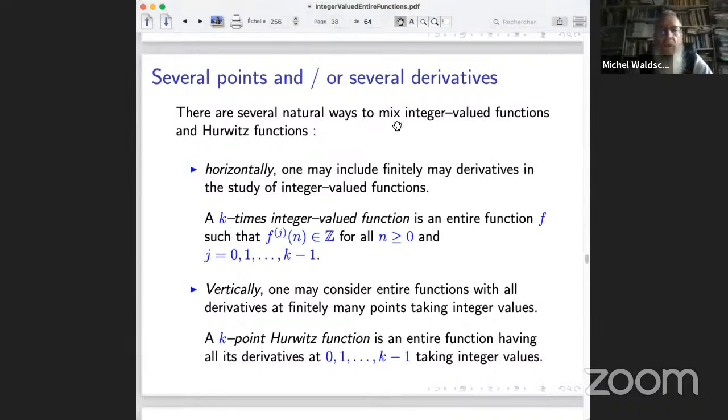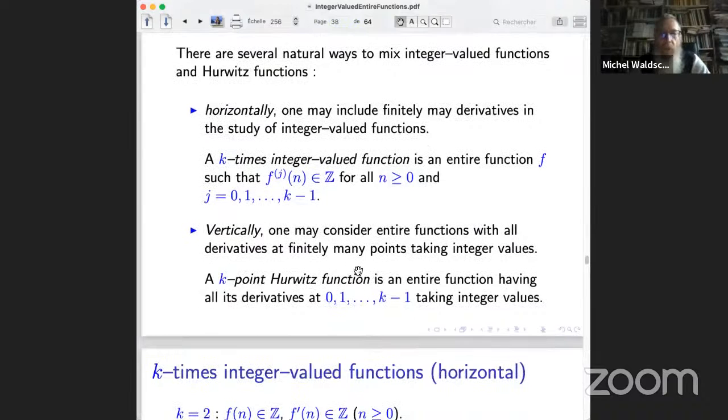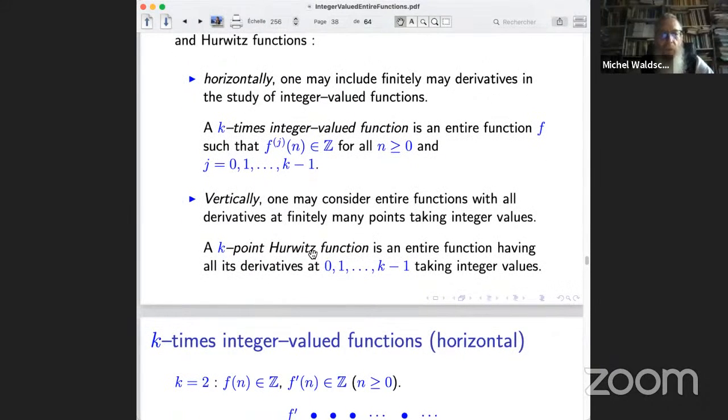The two first natural ways of mixing integer valued functions and Hurwitz functions: horizontally, we include finitely many derivatives, and we speak of k times integer valued functions. Instead of taking all the integers with the value itself, we can take one derivative, two derivatives, or finitely many derivatives. And we can do it vertically. We take finitely many points, and we take all the derivatives. So this will be a k-point Hurwitz function. It is an entire function having all the derivatives at the first integers, 0, 1, up to k minus 1, which are integer values. We could take other points, s0, s1, up to s k minus 1, but I insist that we take the integers 0, 1, up to k minus 1.